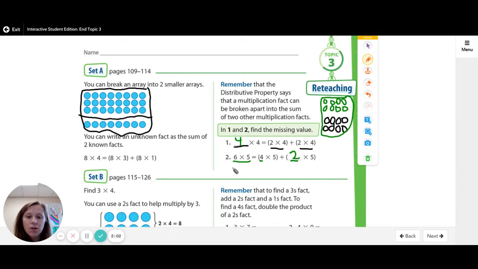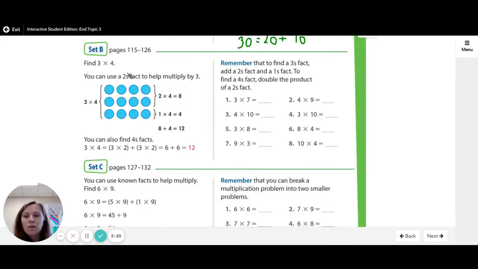And I can check my answer. I know 6 times 5 is 30. 4 times 5 is 20. 2 times 5 is 10. So I know that 20 plus 10 does equal 30. So I know that that would be correct.